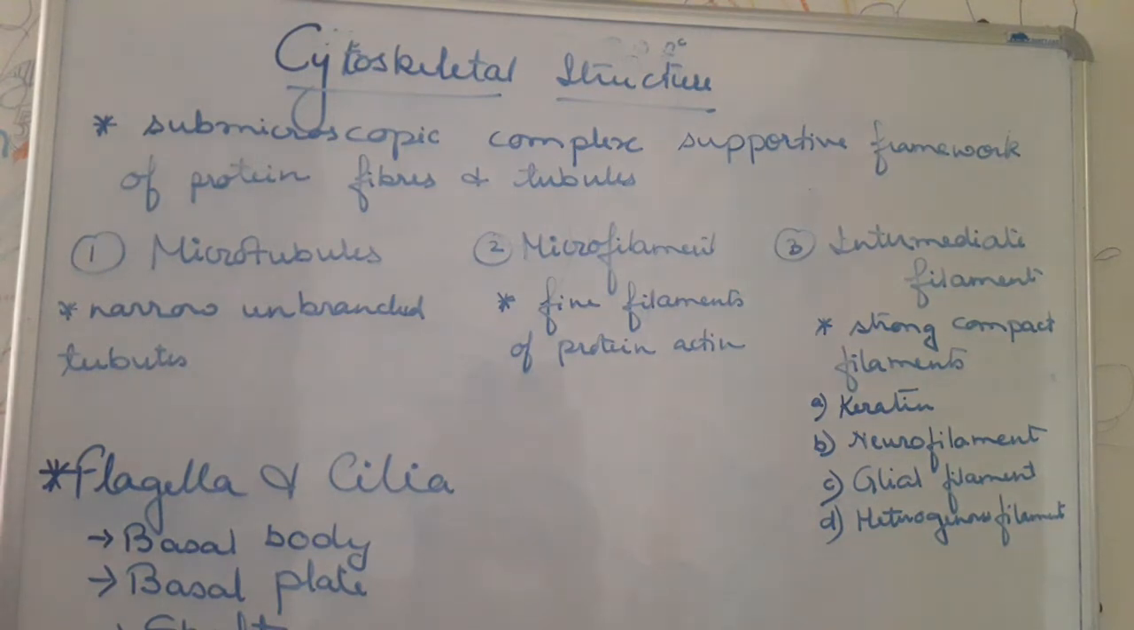Next is the basal plate. The basal plate, it is an area of high density which lies above the basal body, and here one subfiber of each peripheral fiber disappears and central fibers develop there. Okay, then next is the shaft.